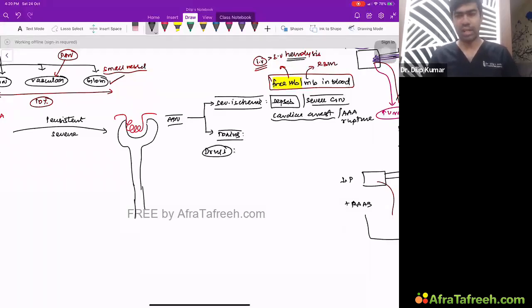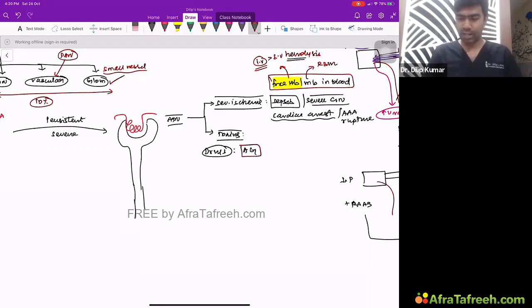That is the reason why ATN is quite common, 50%. The reason is because so many causes are there. Anything can produce ATN. So many drugs can produce it. I believe the usual drugs that we encounter in reality that cause acute tubular necrosis are aminoglycosides.